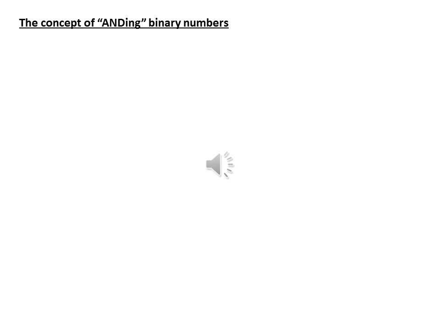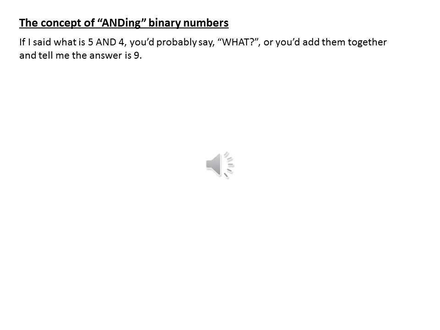So now that we know how to establish a set of formatting based upon binary numbers, one thing that we may want to do is to be able to look at a format or a letter and determine whether or not it is bold, or determine whether or not it is underlined, or if it is superscript. We're going to talk a little bit now about how we would do that. If I said, what is 5 AND 4, you'd probably say, what? Or you'd add them together and tell me the answer is 9. In binary, though, the answer would be true. Weren't expecting that, were you?